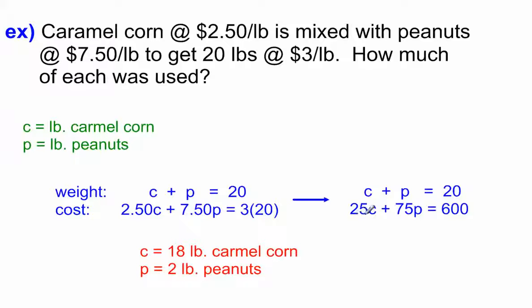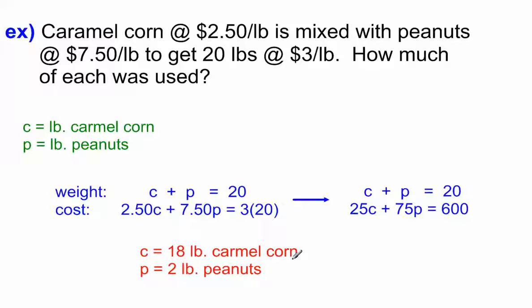So that second equation, if you want to go ahead and multiply through to get rid of the decimal, would be 25C plus 75P equals 600. You could easily solve by addition elimination or substitution, either one, and you should end up with 2 pounds of peanuts and 18 pounds of caramel corn.